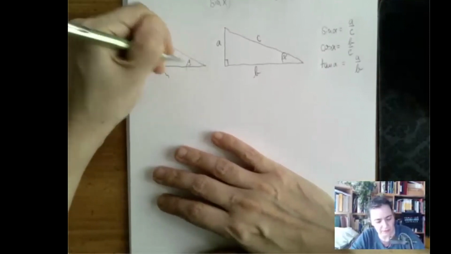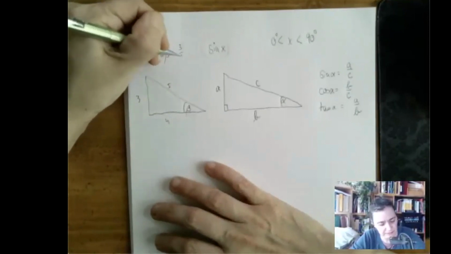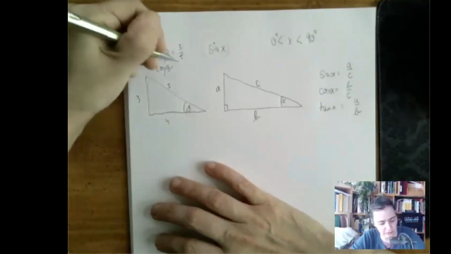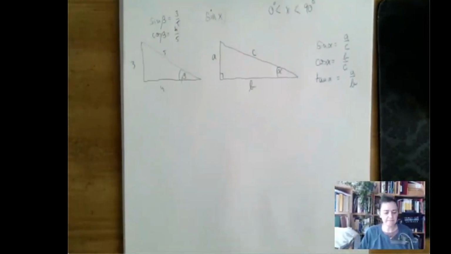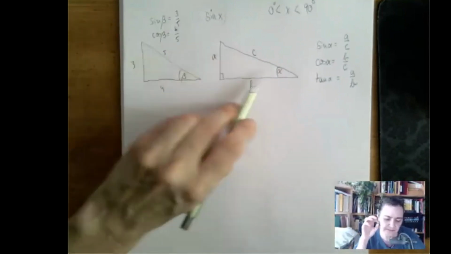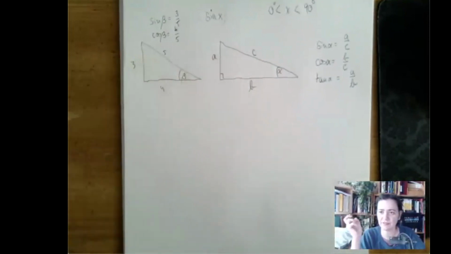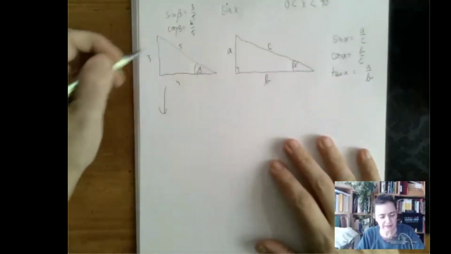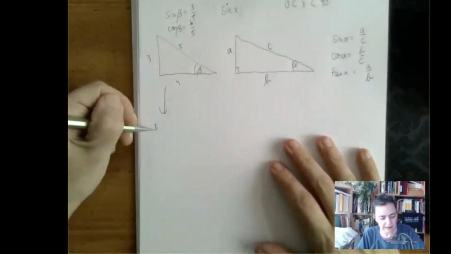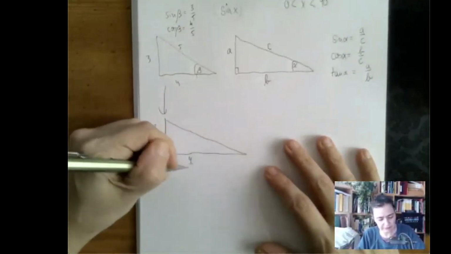So let me call this beta. Sine beta is 3 over 5. Cosine beta is 4 over 5. And so the idea was that if we happen to scale it down and replace this with a similar triangle where the hypotenuse is 1, 1 is a very easy number to divide by. So in this case, we would divide every side by 5. And we would get 3 over 5, 4 over 5, and 1.